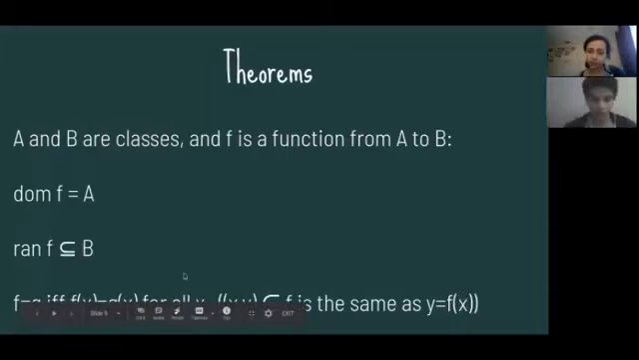So the notation of y equals f of x is just the same as saying xy belongs to f. So instead of saying xy belongs to f, we usually say y equals f of x. So you should have some time to think of these three, and then we'll display the proofs of these and why they are true.